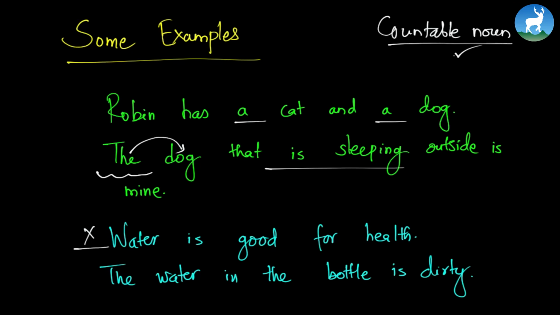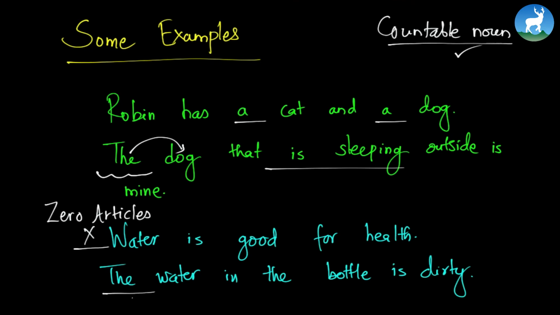So water is good for health. Since we cannot count water, we are removing the article, and it is called the omission. The omission of articles, or sometimes it is called zero articles. Right? It is also called zero articles. We are not using an article, so we call it simply a zero article.